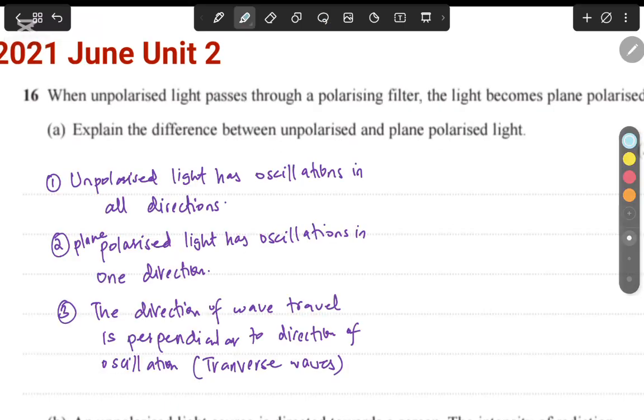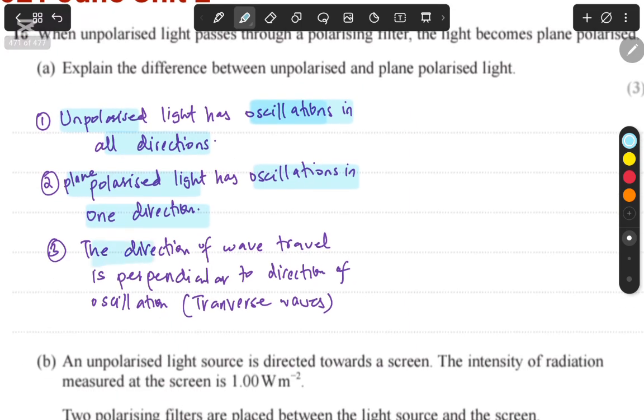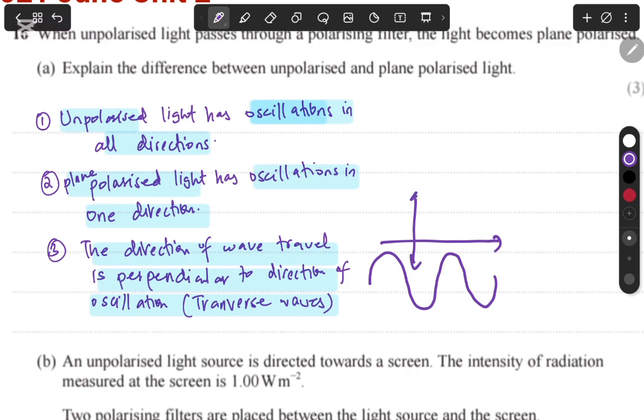Okay, so first mark you get is that unpolarized light has oscillations in all directions. You can also say vibrations. And then plane polarized light has oscillation in only one direction. And then the direction of wave travel is perpendicular to the direction of oscillation. You have studied this even in IGCSE in transverse waves, that the direction in which the wave moves is going to be perpendicular to the direction of the oscillation. So the wave is moving in this direction, it's oscillating up and down. You can see there's a 90-degree angle, both are perpendicular.